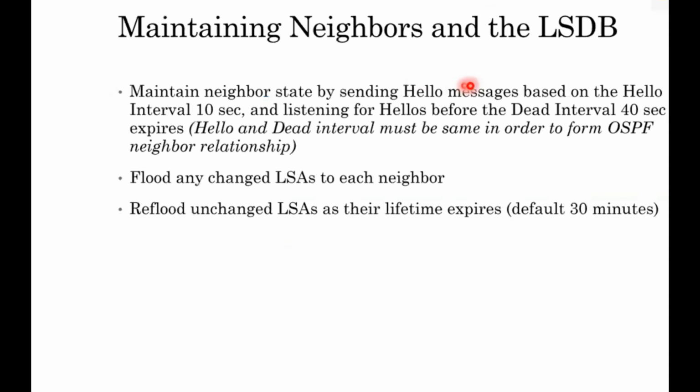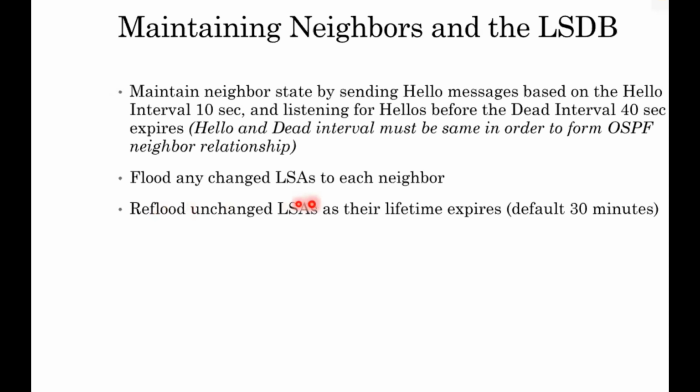Maintaining neighbors and the LSDB: maintain neighbor state by sending hello messages based on the hello interval of 10 seconds, and listening for hellos before the dead interval of 40 seconds expires. So the hello and dead interval must be the same in order to form an OSPF neighbor relationship. Basically, OSPF routers send and receive hello messages. They send hello every 10 seconds and the dead timer is 40 seconds. But in order to form the neighbor relationship, both routers' hello and dead intervals must match. They need to be the same. Remember this one.